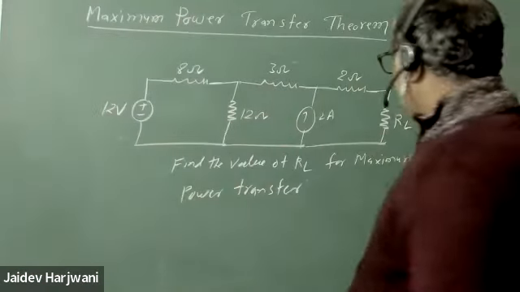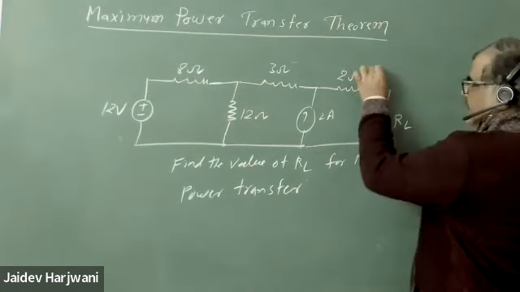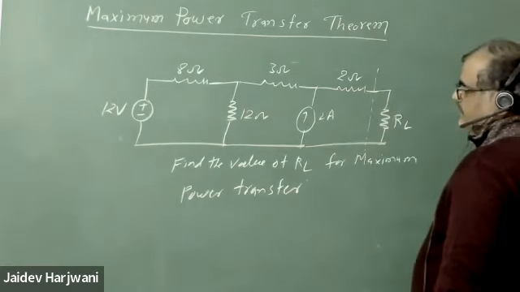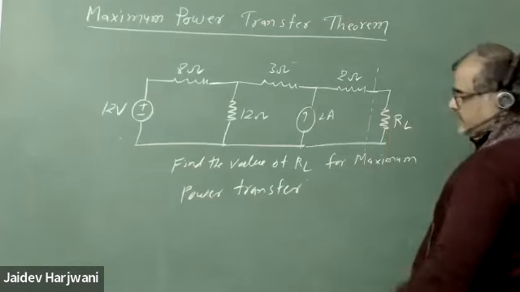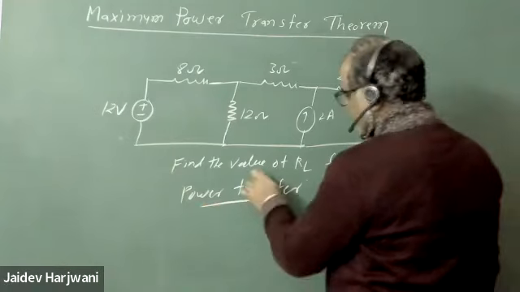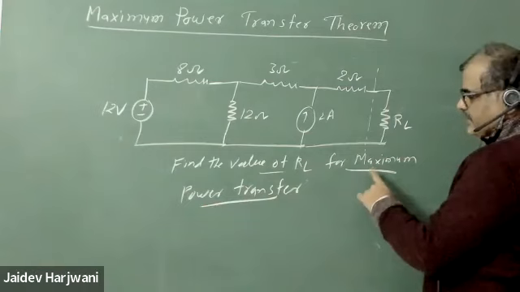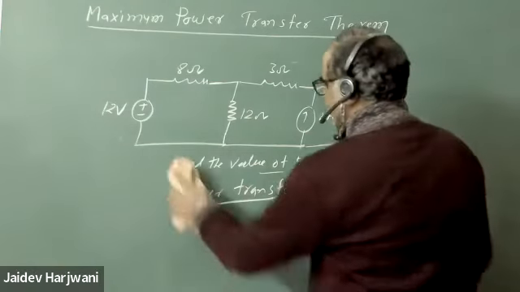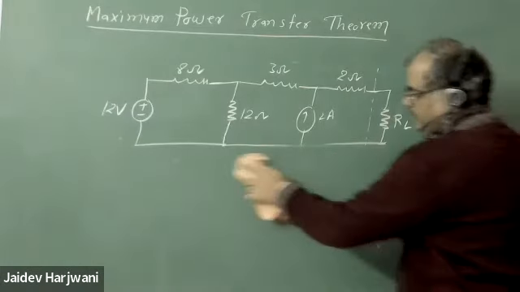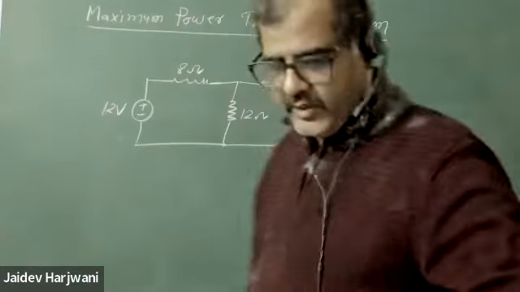Now we need to first get the equivalent circuit across this one. Once we know the equivalent circuit, only then can we calculate what should be the value of RL, and what is the value of maximum power transfer. We need to calculate the value of RL, which should be equal to R Thevenin, and we need to calculate the maximum power transfer value. So it is simple. You can practice this theorem by using the circuits which we have already solved.